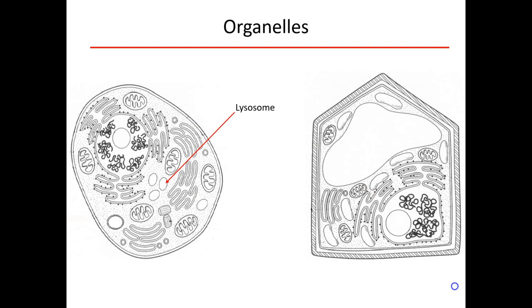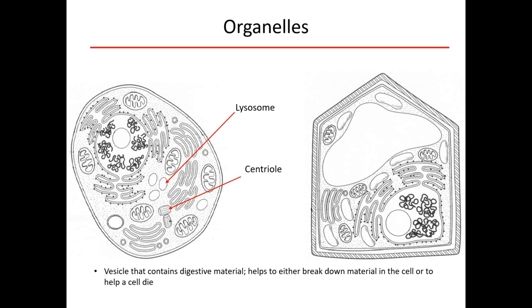Now, a unique feature to animal cells is a lysosome. Lysosomes have digestive material, so they help the cell to digest large molecules. Also, when the cell starts to get old and is not functioning properly anymore, the lysosome will help to kill the cell. Another feature that is only found in animal cells is a centriole, and that's important for mitosis. We'll talk about its role when we talk about cell division.